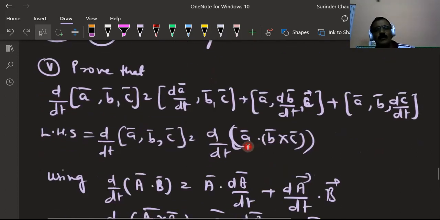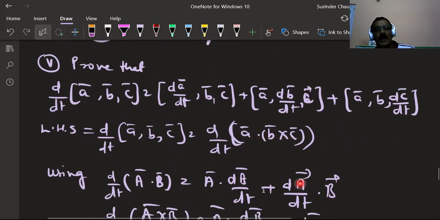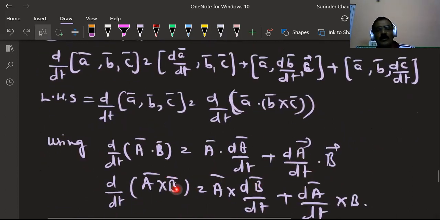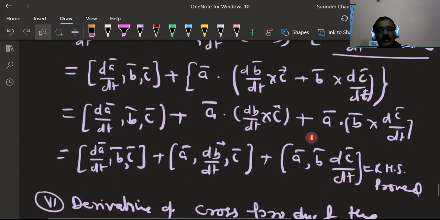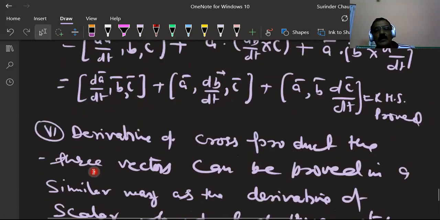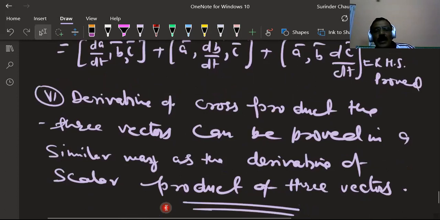Now, in place of the dot product, using the derivative of the dot product for the first component and the derivative of the cross product for the second component, substituting the values and after simplification, we get the required result. The derivative of the cross product of three vectors can be proved in the same way, in a similar way as the derivative of the scalar triple product.